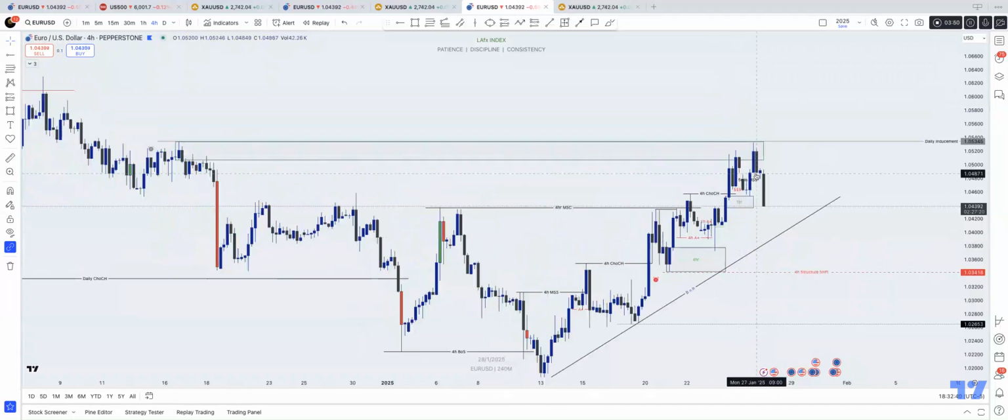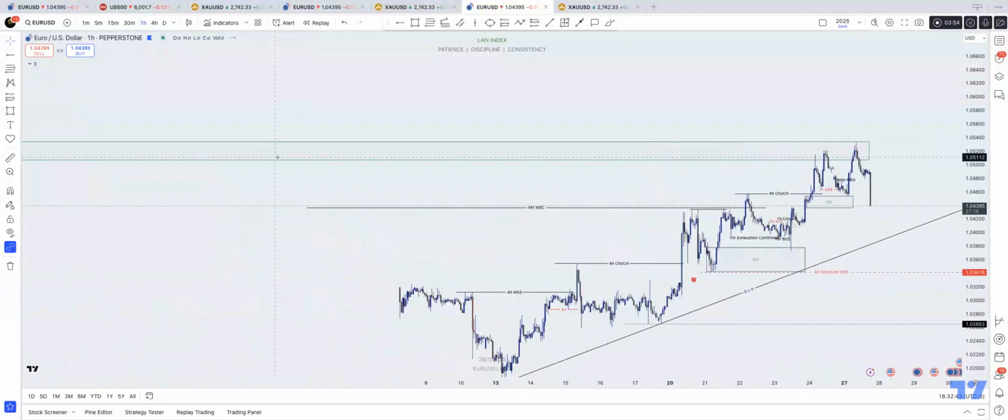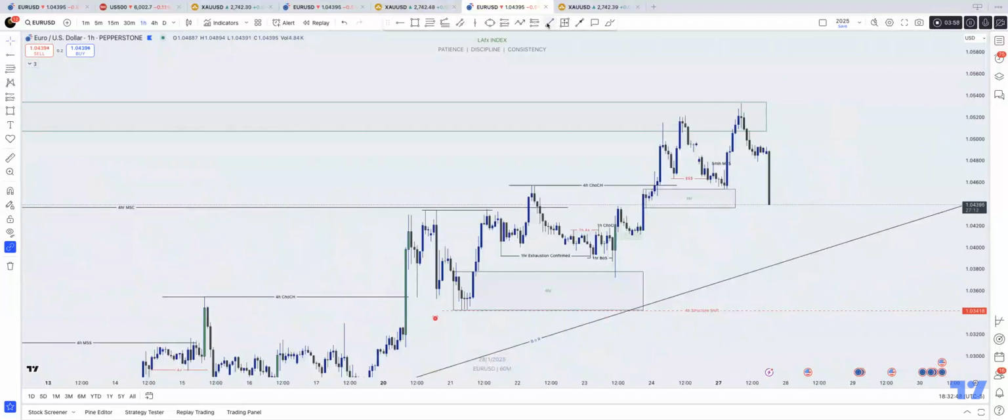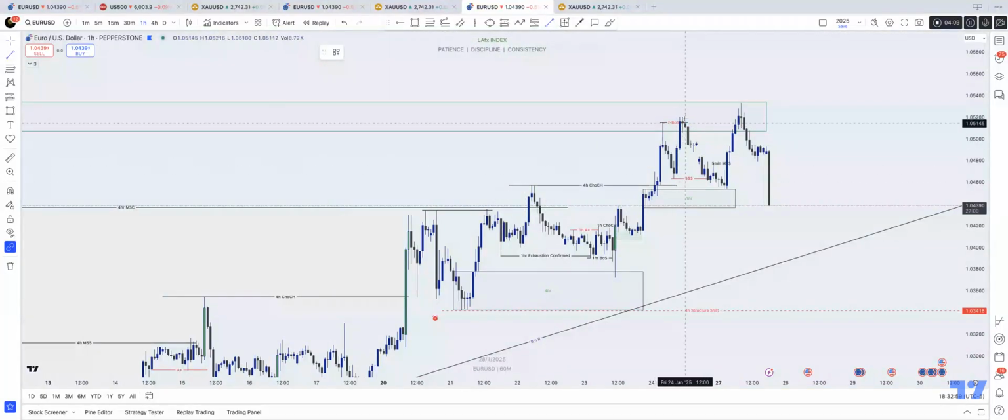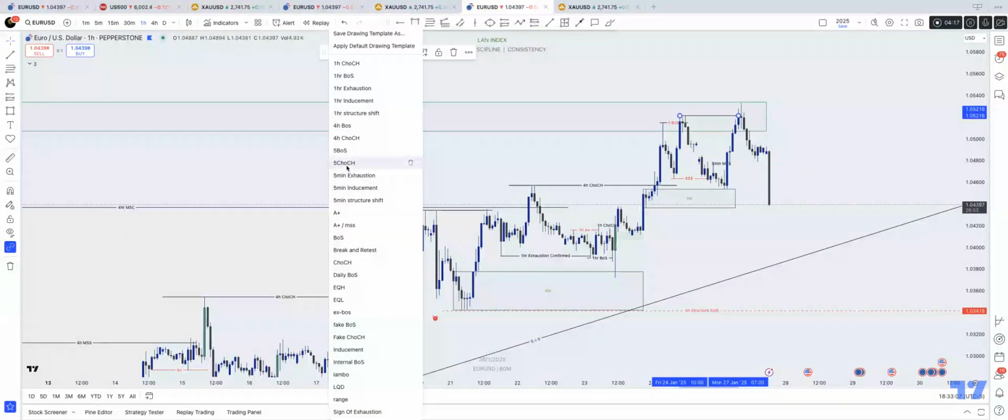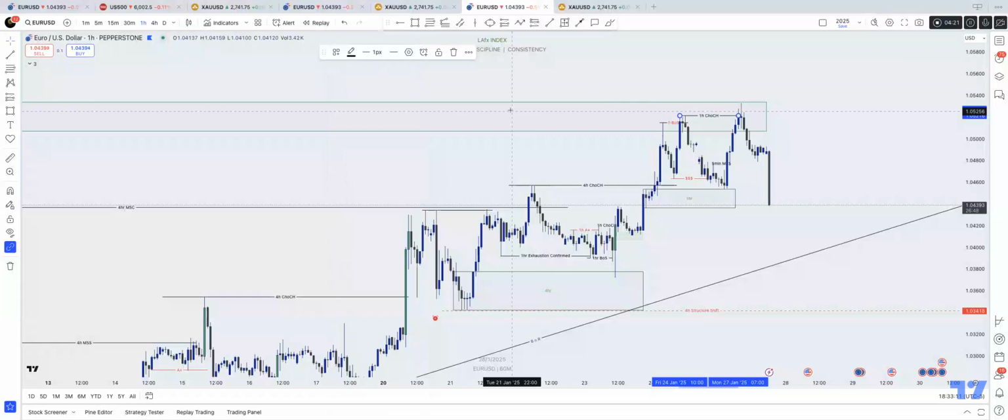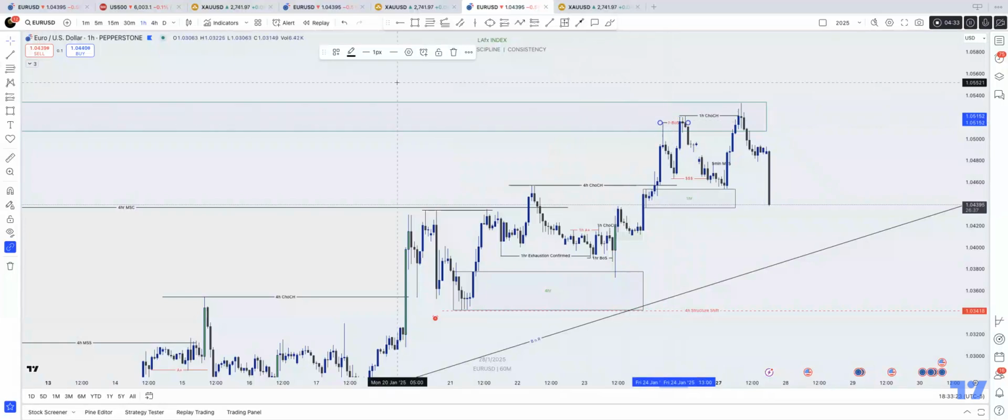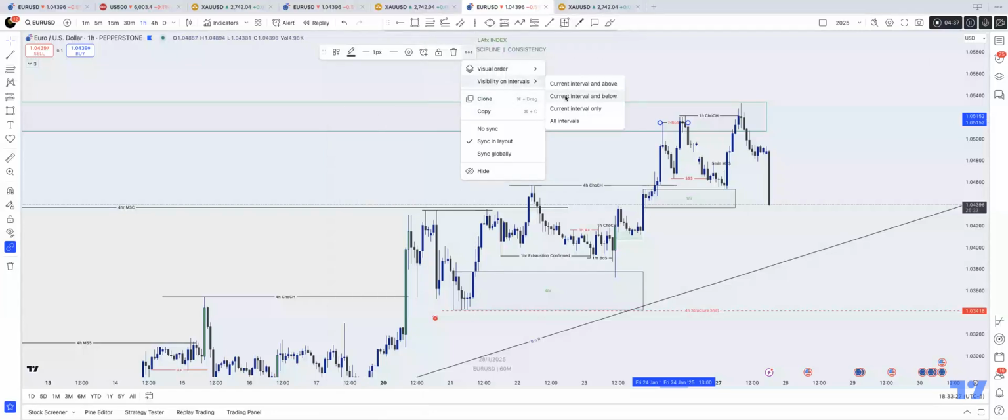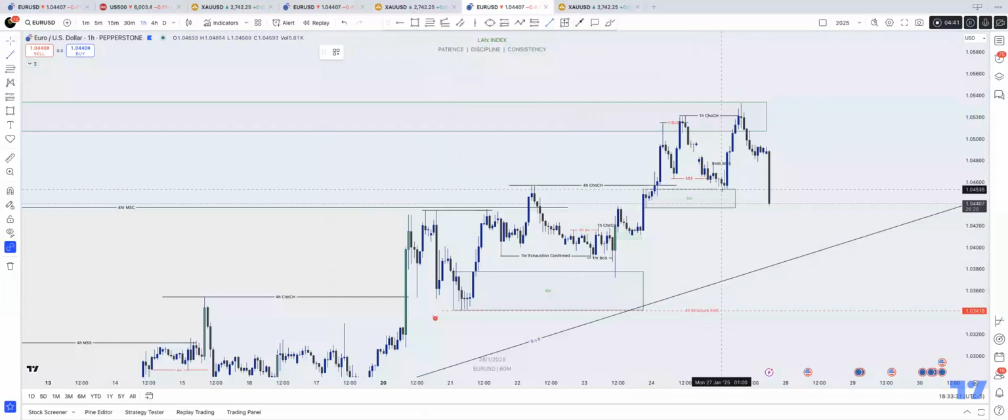So we'll go on the 1 hour to see what we have here. Right now, on the 1 hour, we have a break of structure, liquidity as expected, change of character, and then we have our exhaustion, right? We have our exhaustion.